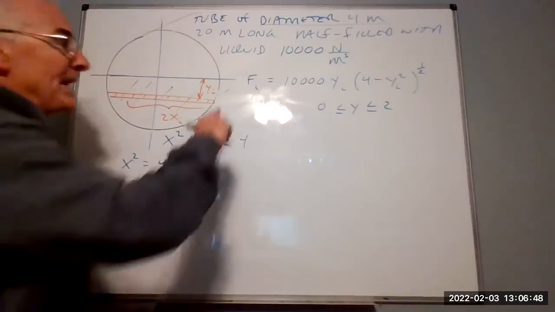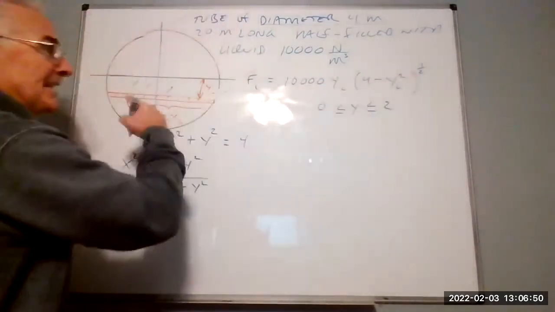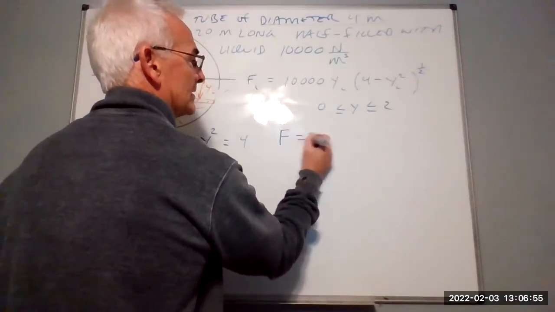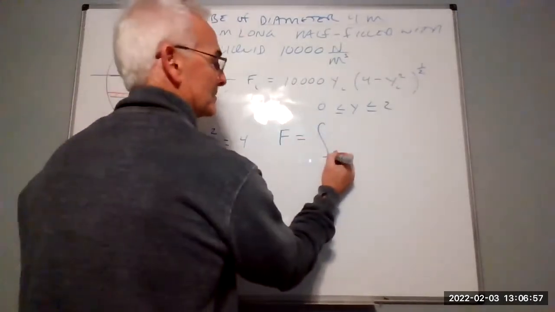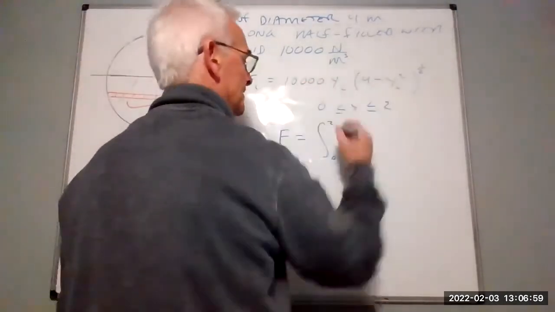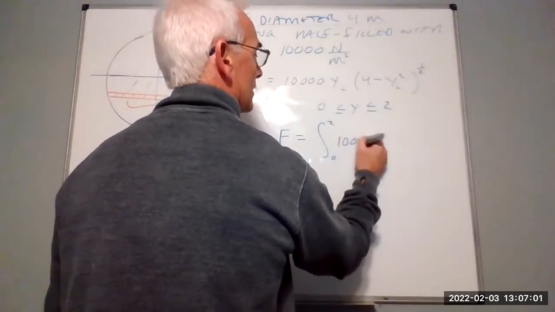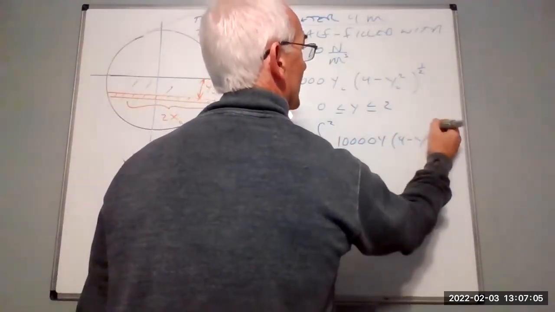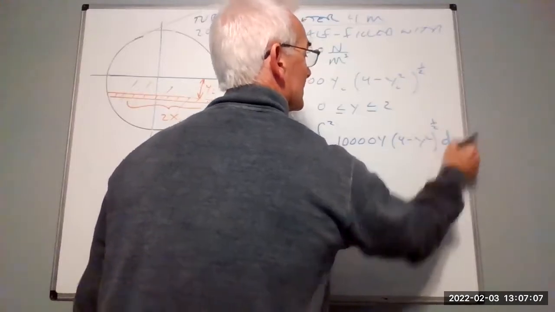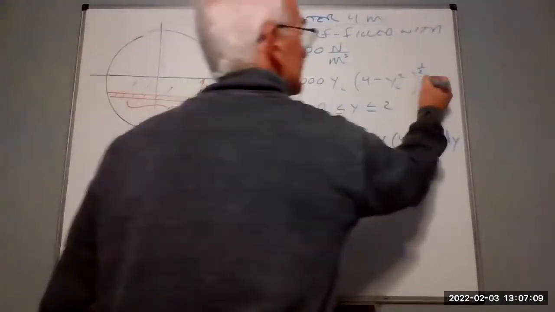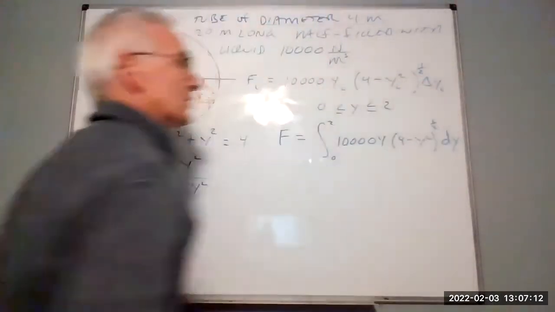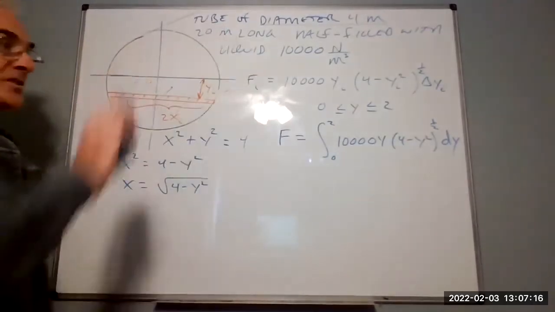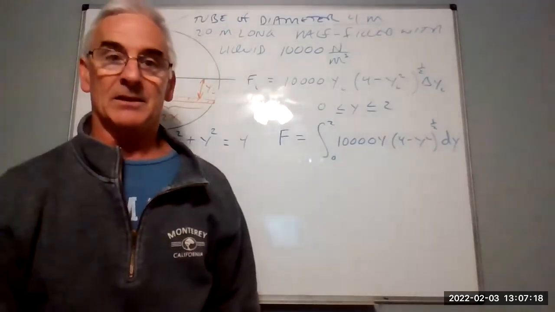Well, if that's the force on one slice, and then I take the sum and I take the limit, yada, yada, yada, let's go right to the integral. 0 to 2 of 10,000 y times the square root of 4 minus y squared dy. Oh, sorry, I left out my delta y here. There should be a delta y. Okay. Now, everything I said is correct.